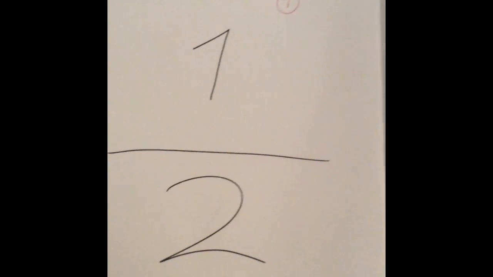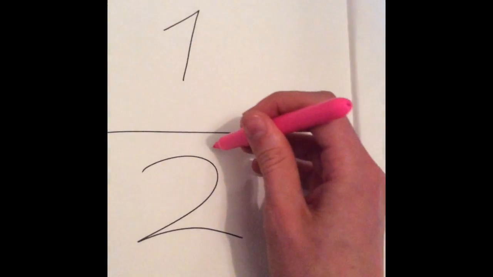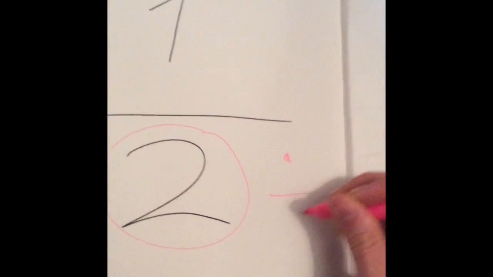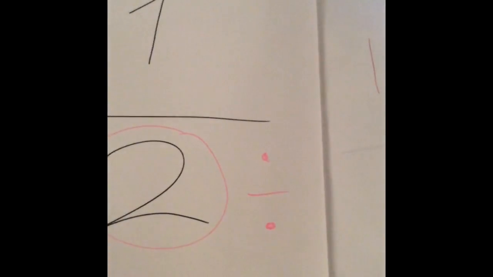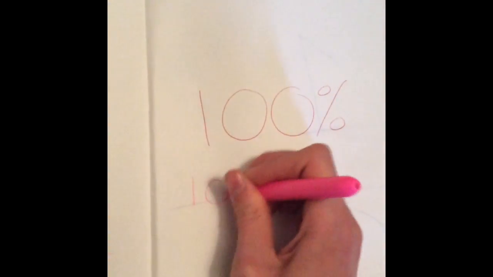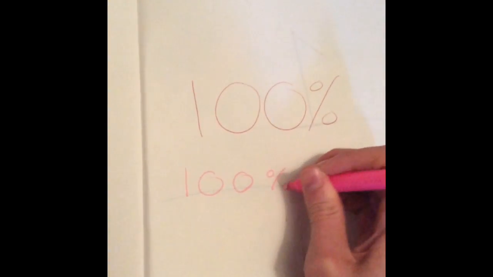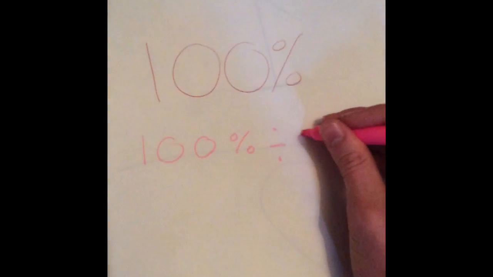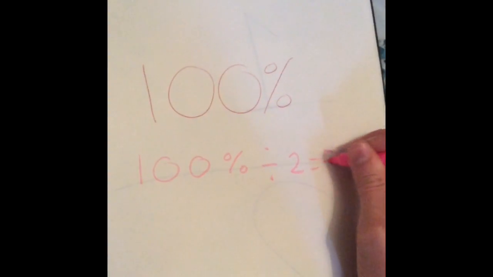So, what this fraction is telling us is we take our 100%, which we have here, and the first step we do is we take this number 2, and that is the instruction that we have to divide. So, we take 100%, and we divide it by 2. And that equals 50%.